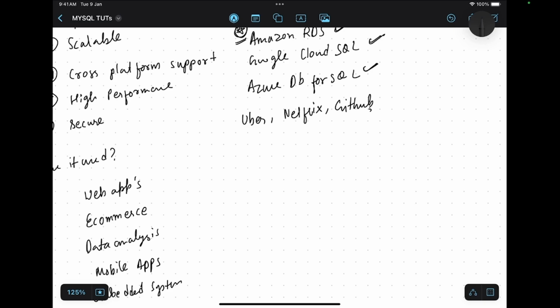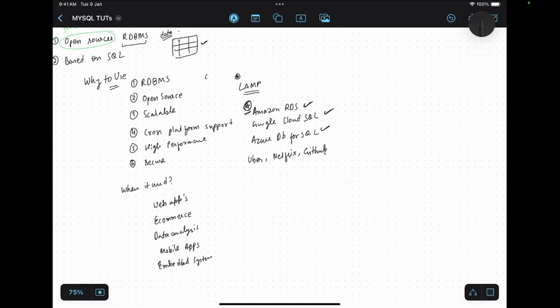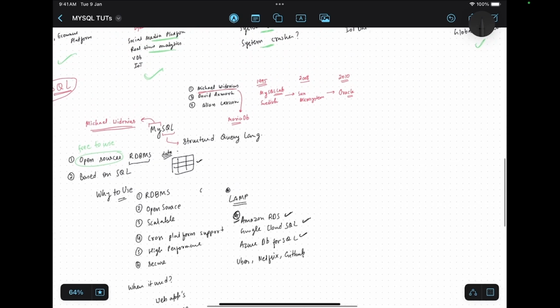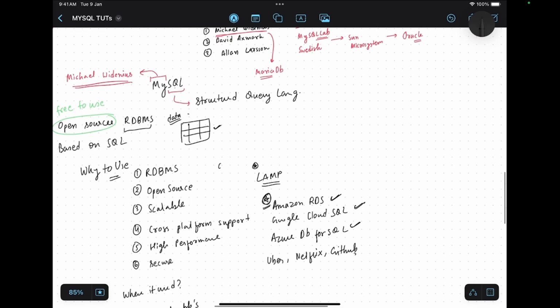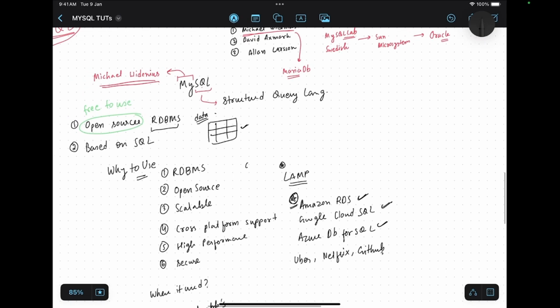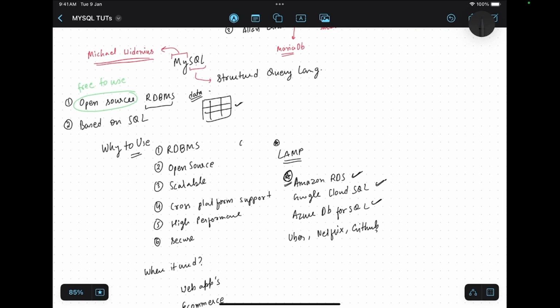So this is all about MySQL. Let's revise a bit of whatever we have studied today. MySQL is basically an open source relational database management system. It's based on the SQL language. The My is basically the name of the daughter of Michael Widenius, who was the co-founder of MySQL, and data is stored in the form of rows and columns in tables. And why do you use it? Because it is a relational database management system, open source, scalable, cross-platform, high performance, and secure.